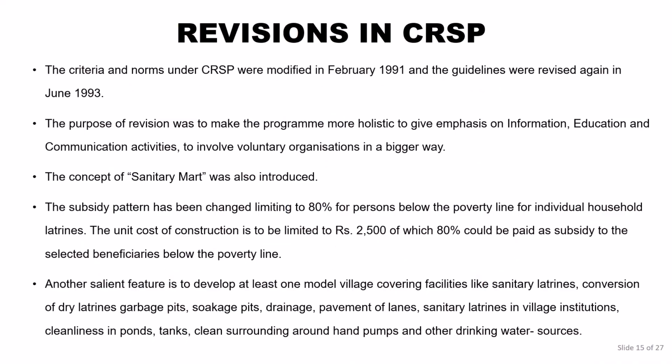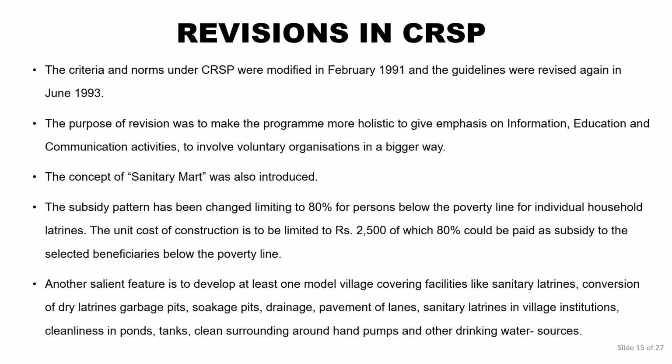Here are certain revisions that happened in the Central Rural Sanitation Program. The criteria and norms under CRSP were modified in February 1991 and the guidelines were revised again in June 1993. The purpose of revision was to make the program more holistic, to give emphasis to information, education and communication activities, and to involve voluntary organizations in a bigger way. The program also introduced the concept of sanitary mart. The subsidy pattern has been changed, limiting it to 80% for persons below the poverty line for individual household latrines. The unit cost of construction is to be limited to 2,500 rupees, of which 80% could be paid as subsidy to the selected beneficiaries below the poverty line.